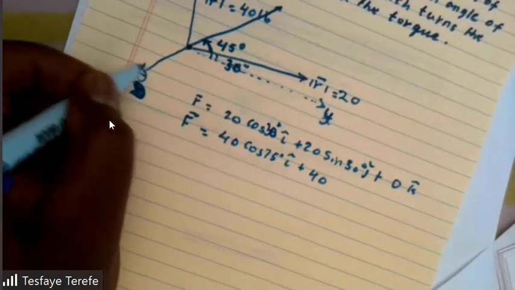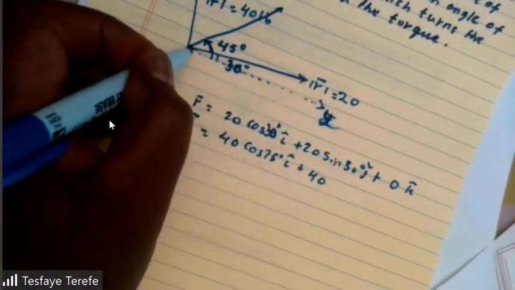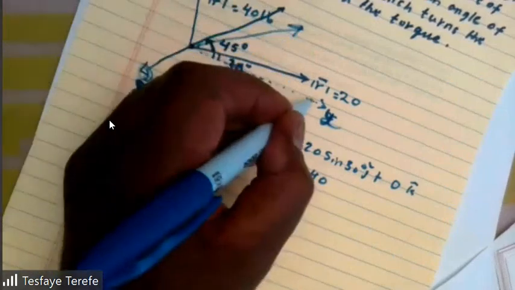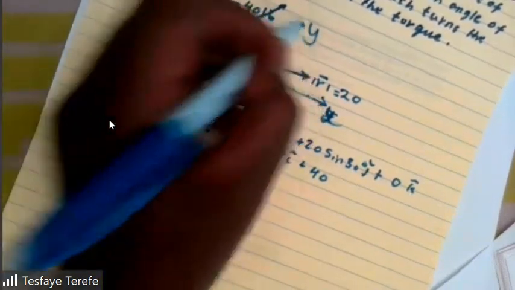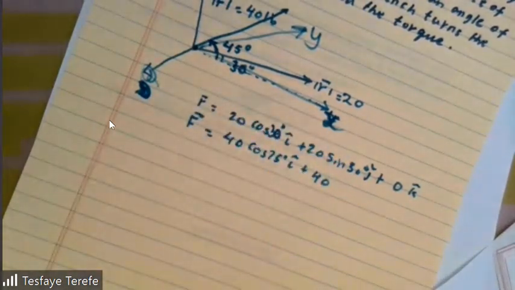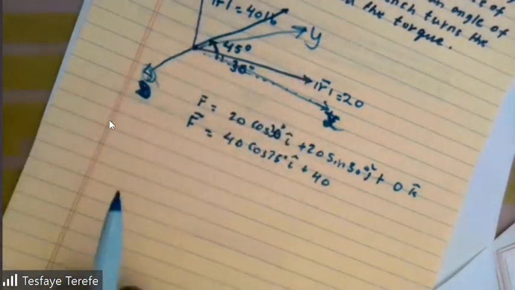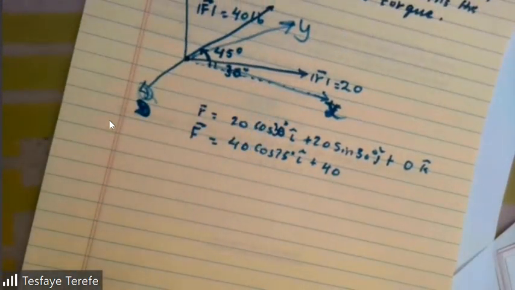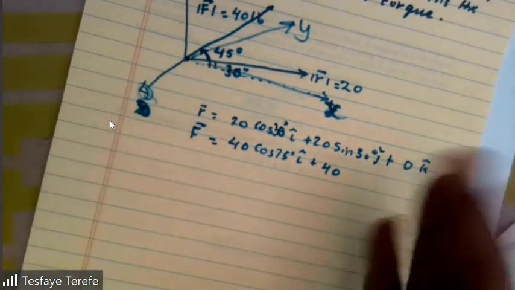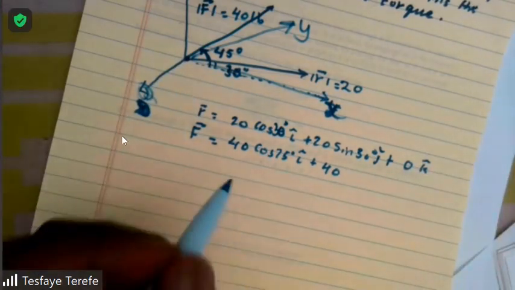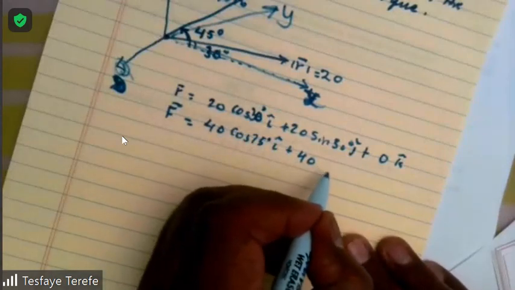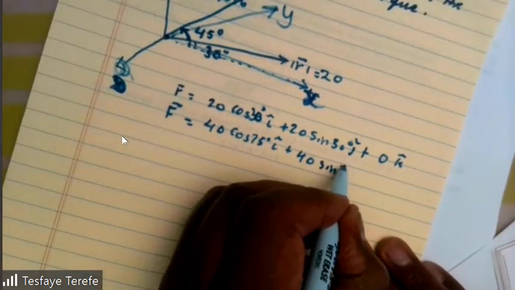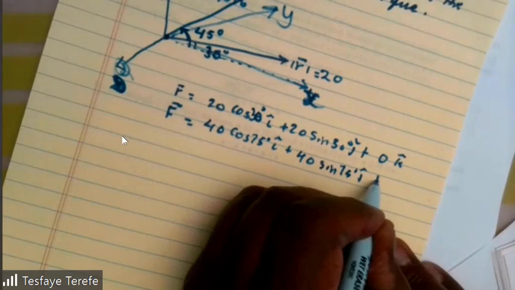No, I can fix it actually. This is my x, and this is my y. I am using the right hand rule. This is y and this is z. How about now? Is it fixed? x, y, z. Still, we can do it in that direction. Okay, I turn it around. Still, we are following the right hand rule. Okay, 40 cosine of 75 degrees i, plus 40 sine of 75 degrees j, plus 0k.